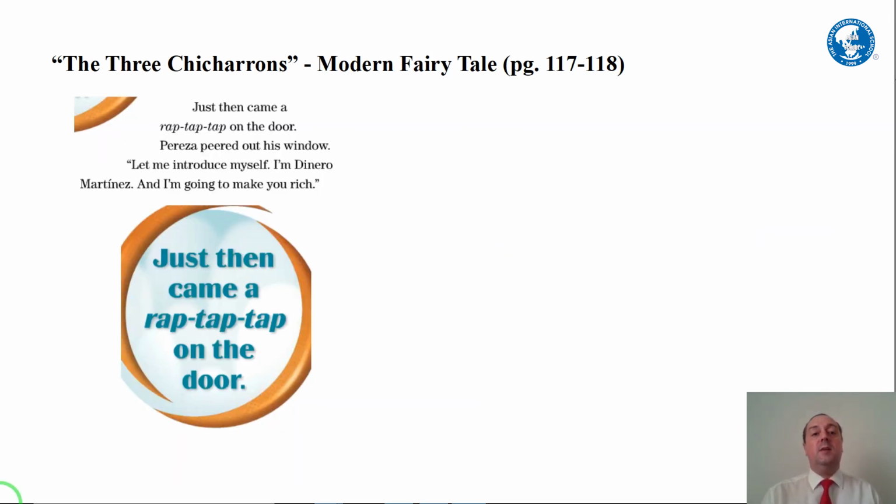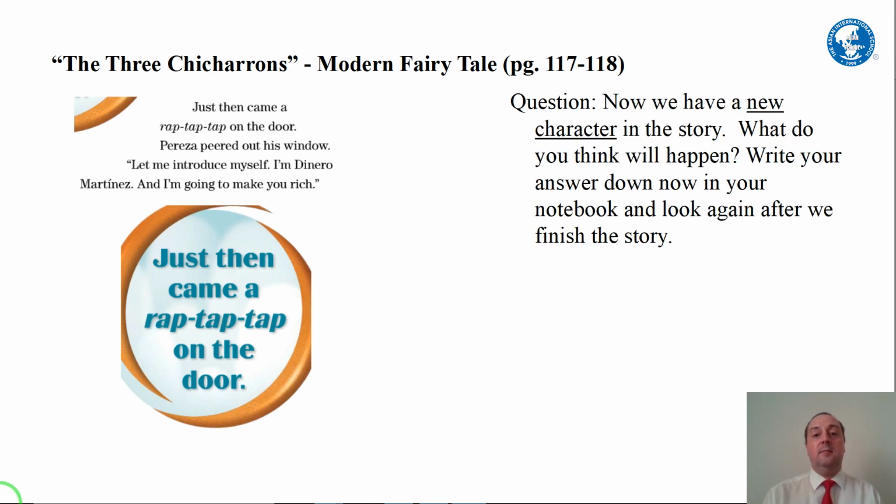Now, page 117, 118. Now we have a new character in the story. What do you think will happen? Write your answer down in your notebook and look again after we finish the story. So what's going to happen now that Dinero Martinez comes into the story and he says, "I'm going to make you rich?" Take a minute and write down your answer in the notebook and we will look at it after we finish the story.